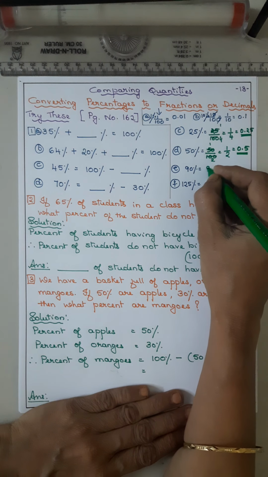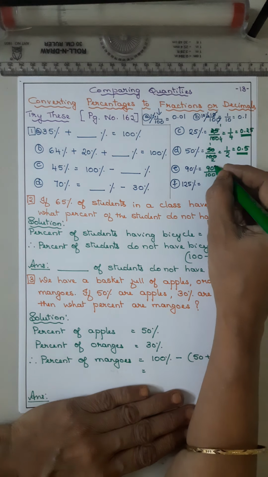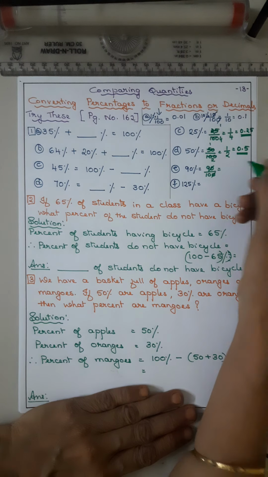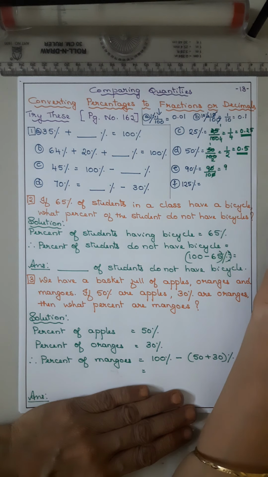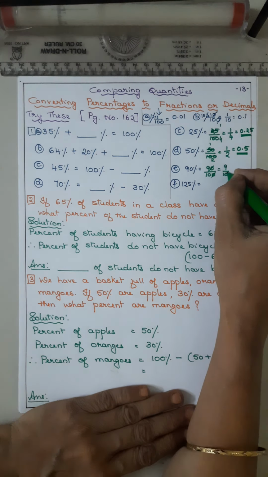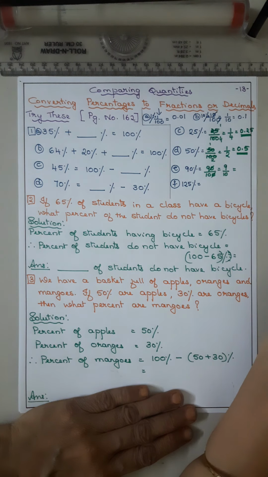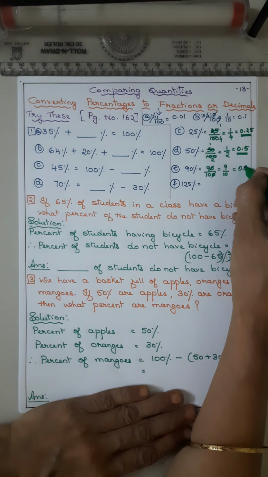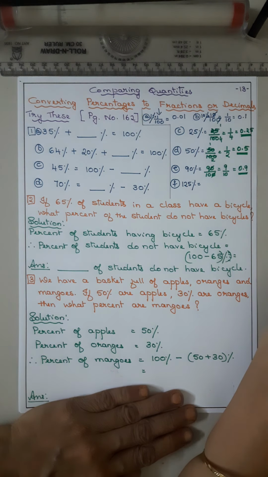Now 90% can be written as 90 by 100. Now cut the 0, and it cannot be cancelled again, so it is 9 by 10. But for the decimal form, the denominator is 10. So 1 decimal, 0.9.